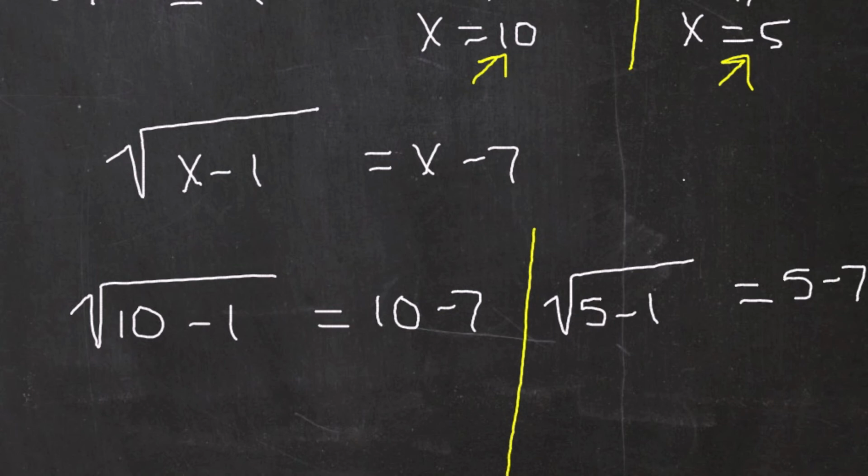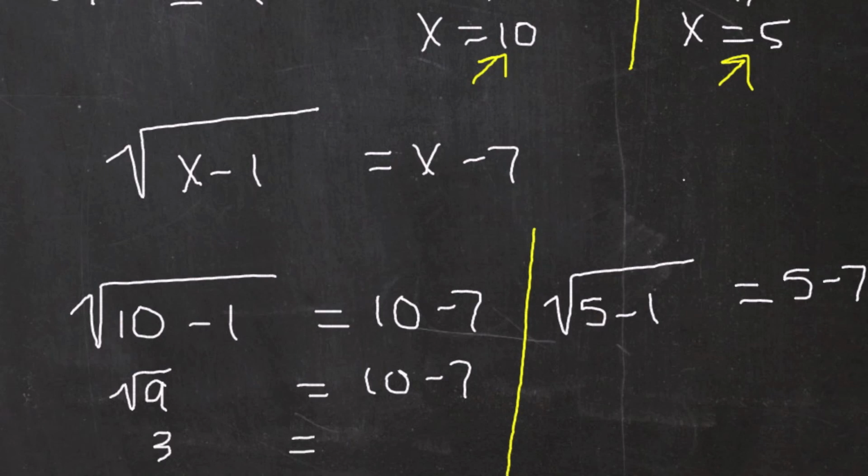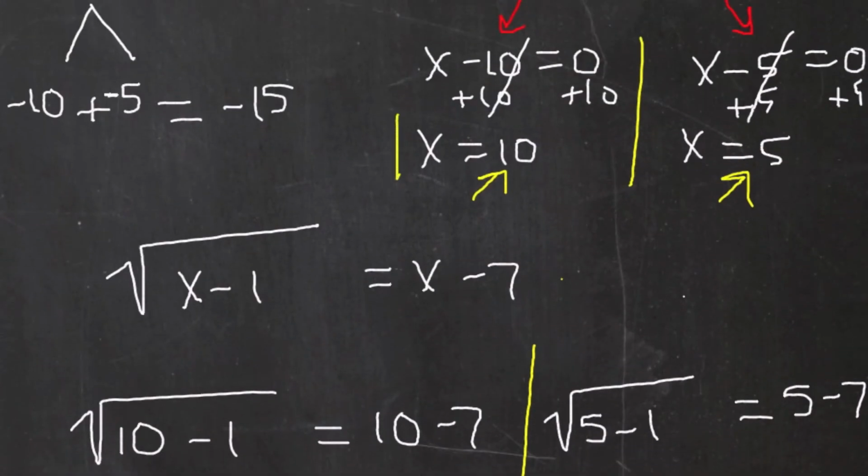On the left side, where the 10 minus 1 is, that gives us a value of 9. So underneath the radical, we have 9 equals 10 minus 7. The square root of 9 gives us a value of 3, and 10 minus 7 gives us a value of 3. So 3 does equal 3, which means that x equals 10 is a correct solution.